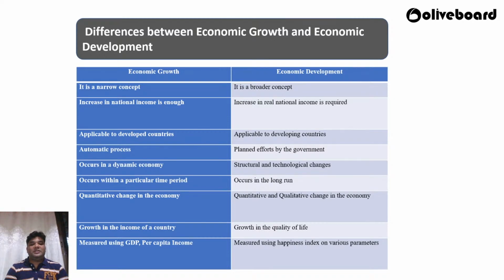Now how do you measure it? You measure it by using certain macroeconomic indicators like GDP. GDP is gross domestic product, and you talk about per capita income as well. When you talk about economic development, it is measured using happiness index on various parameters. Okay, there are various other indexes also. Happiness index is just one of the parameters, because at the end of the day, all economic growth and development is geared towards the achievement of happiness. It is geared towards making sure that a peaceful life is available to everyone. Correct. So this is the basic difference between economic growth and economic development.